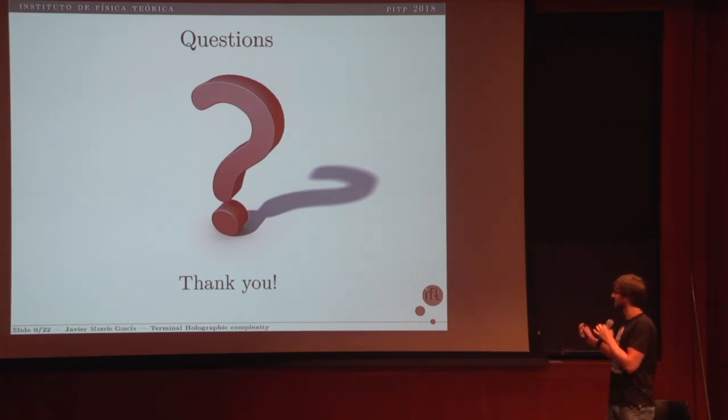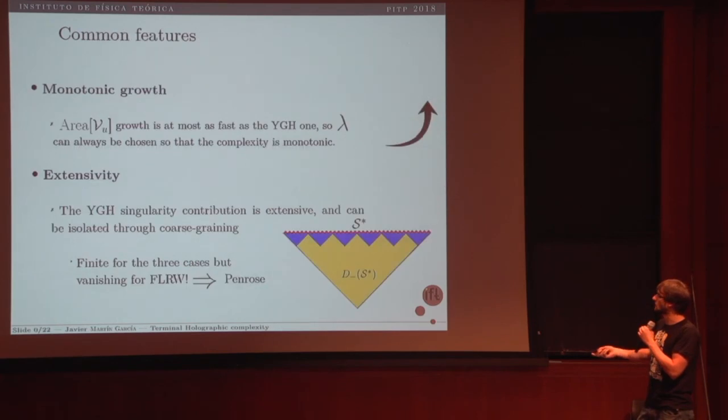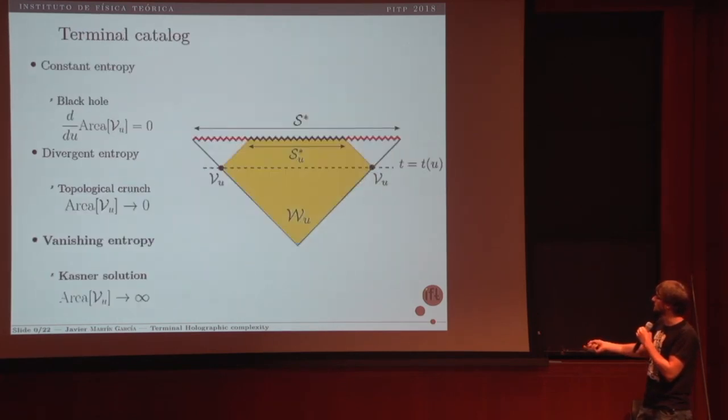Okay, so the BKL theorem basically tells you that you can regard any singularity as a series of Kasner singularities. And one of the examples that we computed was indeed the Kasner solution, and the contribution here is indeed finite.